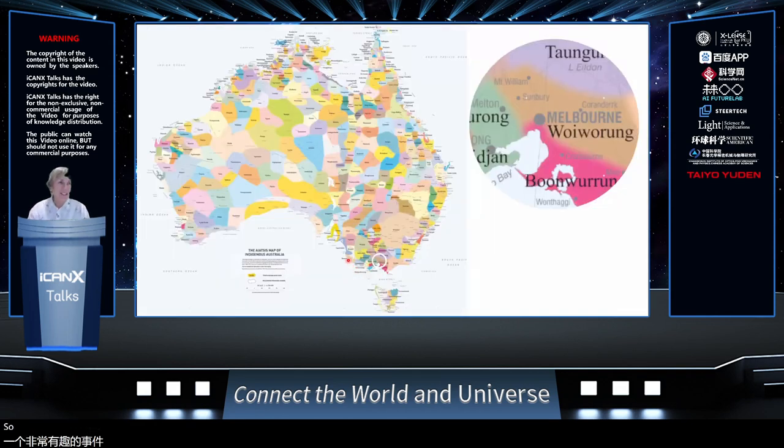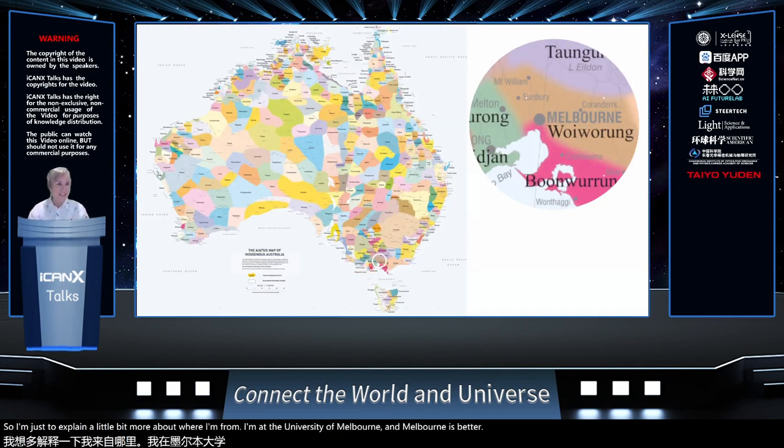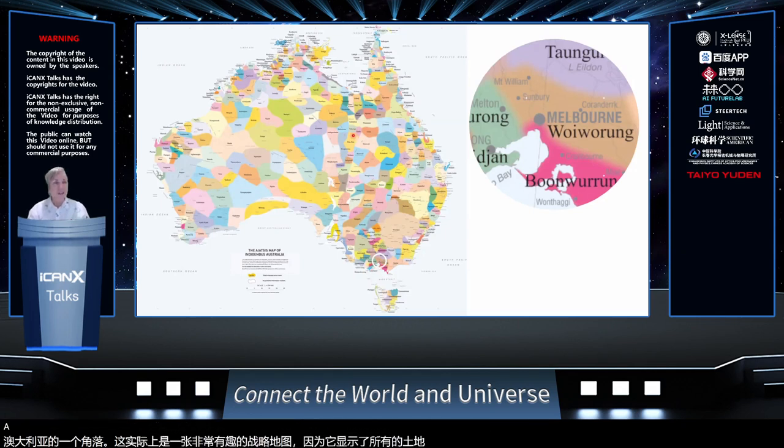So just to explain a little bit more about where I'm from, I'm at the University of Melbourne, and Melbourne is down in the southeast corner of Australia. And this is actually a very interesting map of Australia because it shows all of the lands of the traditional owners, the Indigenous people of Australia.